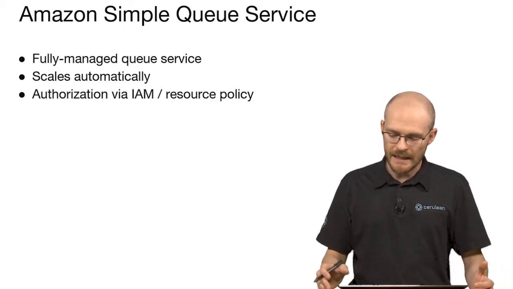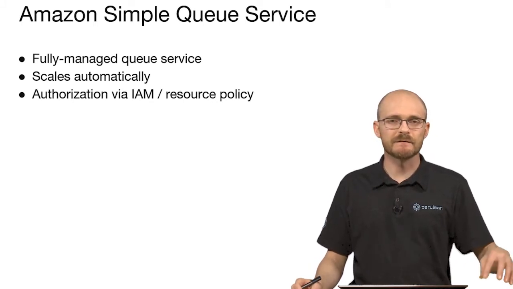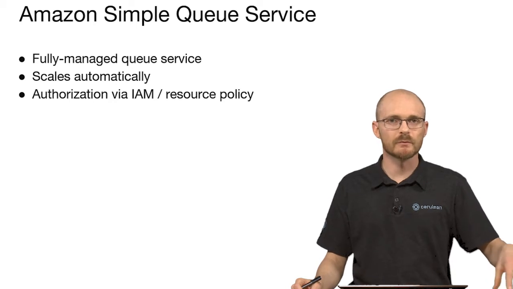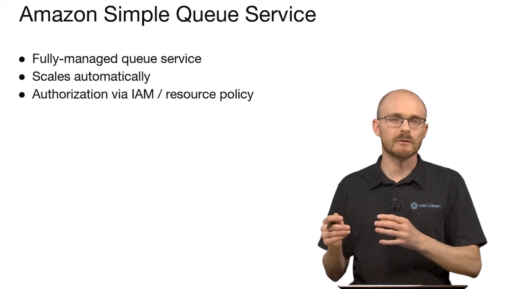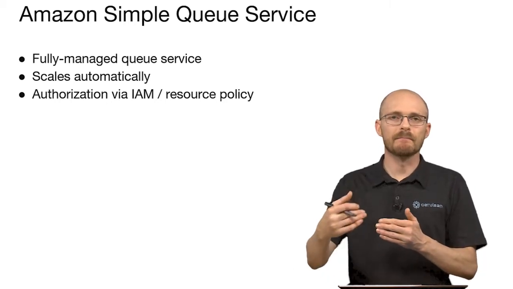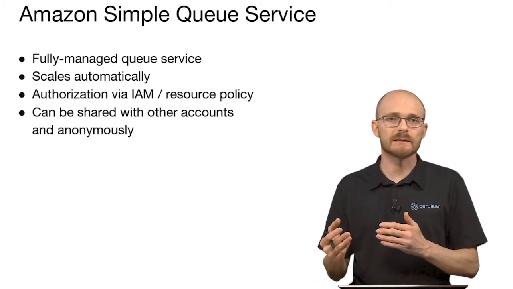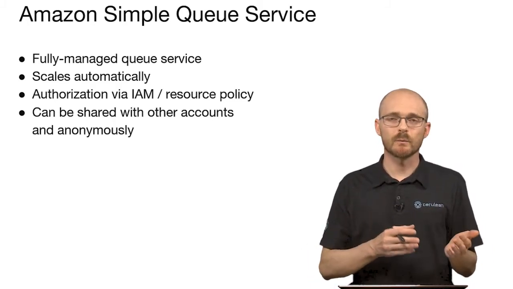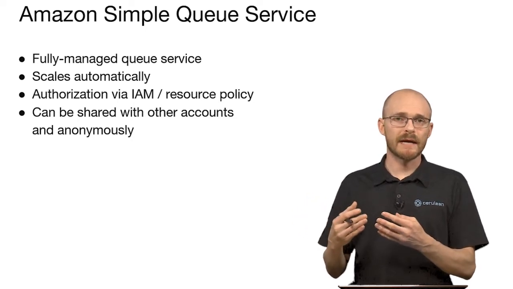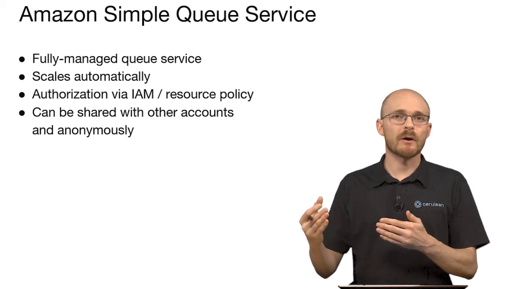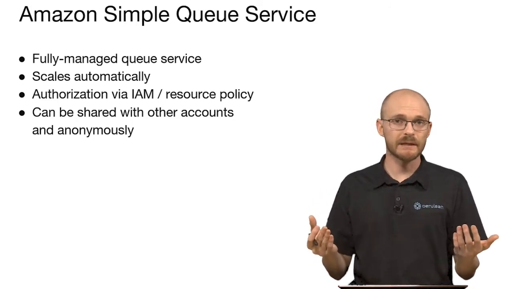And we can control authorization using Identity and Access Management specifically for users, groups, or roles. We can also use a resource policy, so we can control usage of the queue at the queue itself. And by doing that, we could use a resource policy to share that queue with another account, be it an account that we own or an account owned by a third party. We could also share the queue to anonymous users if we needed to.